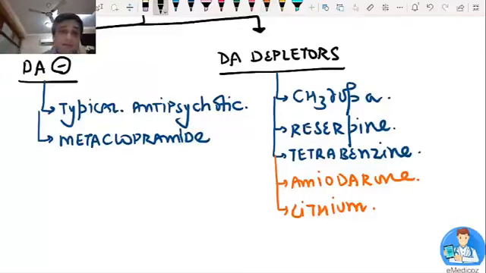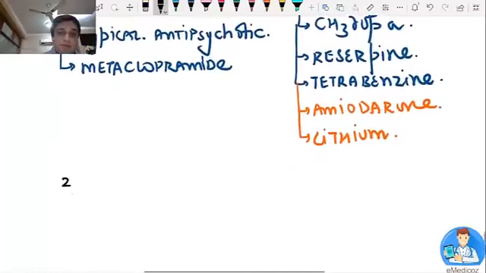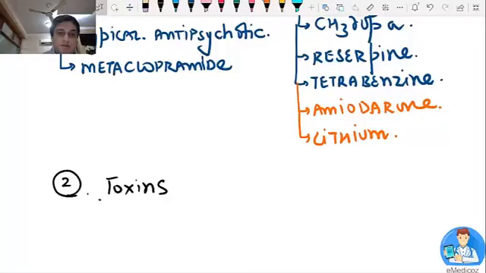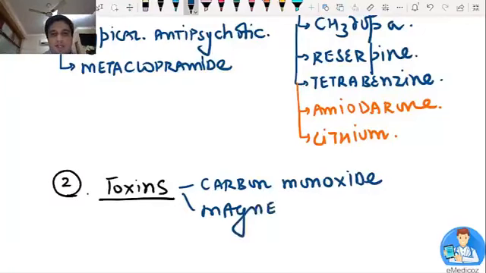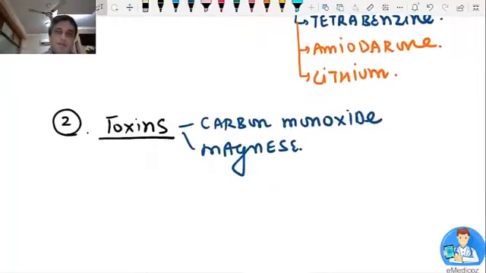Then we have another cause to remember, that is toxins. Don't forget this, toxins. A lot of toxins are there in the list, but I'll tell you the main three toxins that you should know. One is carbon monoxide, and the second one is manganese. So carbon monoxide and manganese are the two toxins which are known to be a cause of Parkinsonism if the patient has been exposed to them.